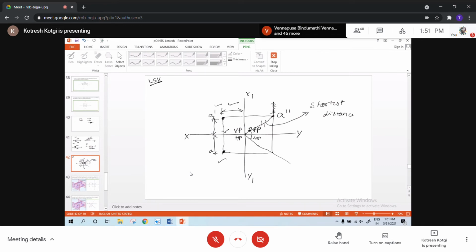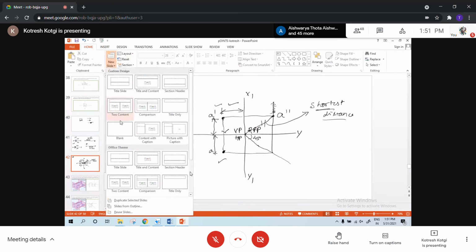Okay. Directly, they'll not give a problem like this. What they'll do, instead of giving these dimensions, they'll give this shortest distance. What you have to do is reverse engineering now. So what is that reverse engineering? I'll just show you in the next slide.